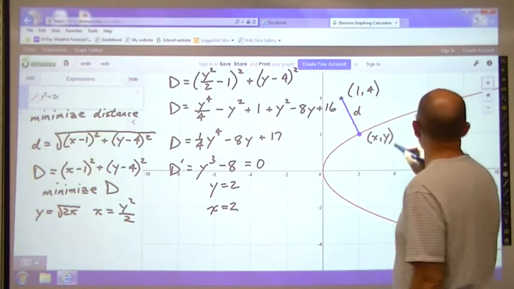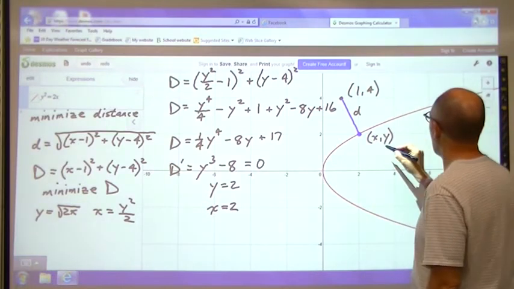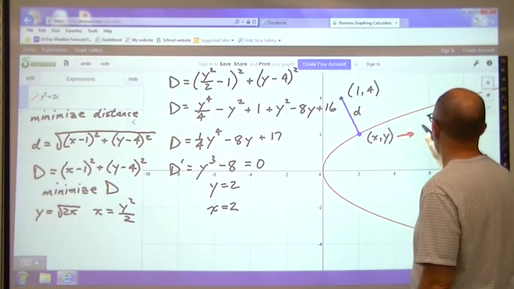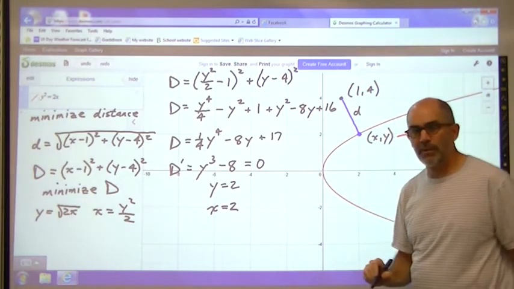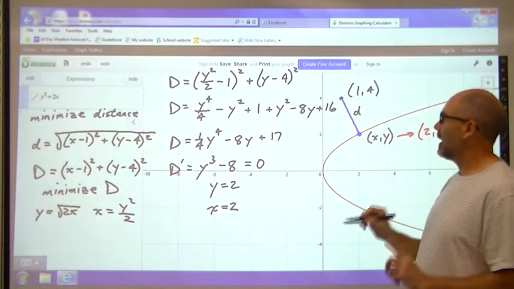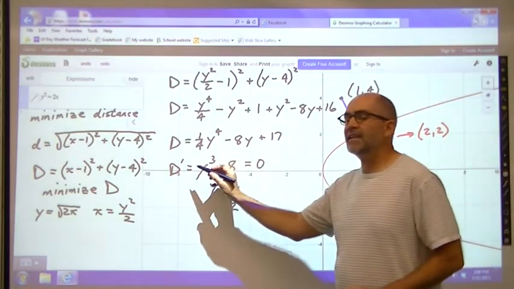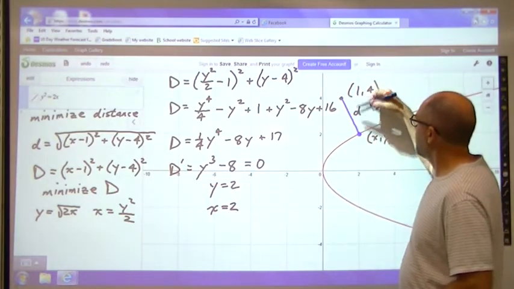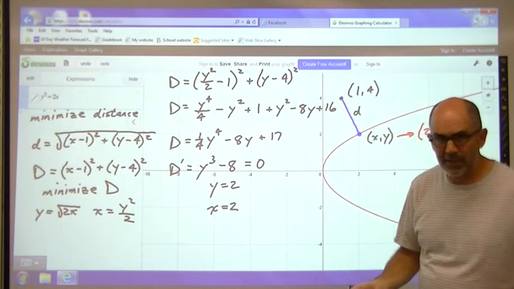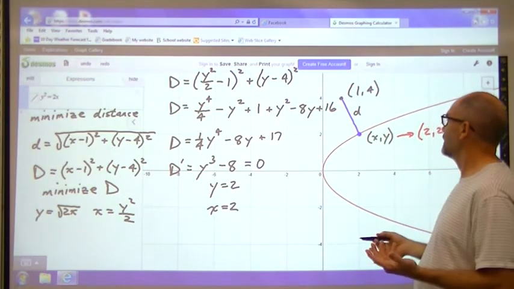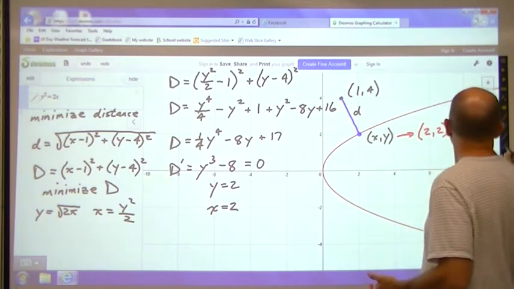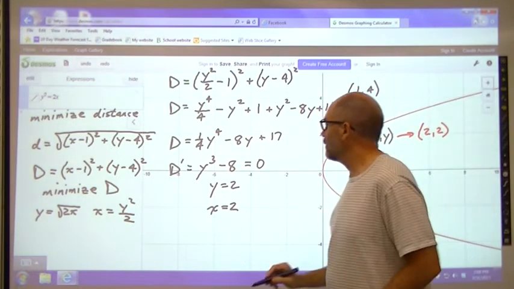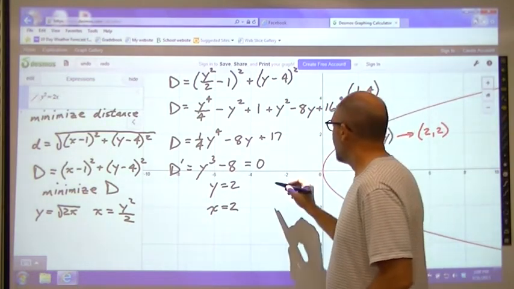So we found out that the point we're looking for is in fact (2, 2), like we thought from the beginning. Now, let's see, is this a minimum distance or a maximum distance? Well, that's kind of a silly question, but let's go through the exercise. If I take the second derivative, then what happens?